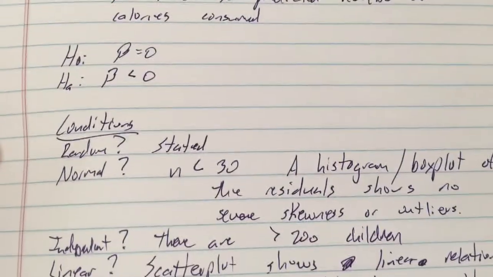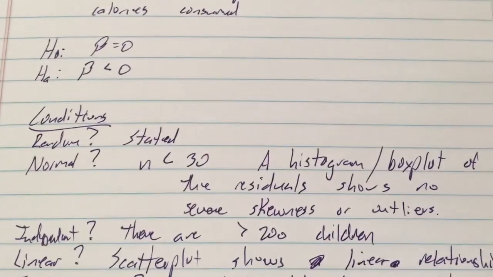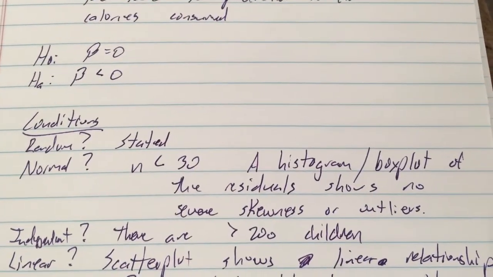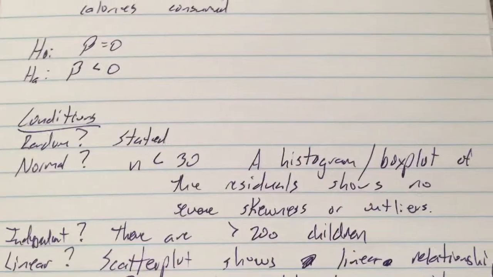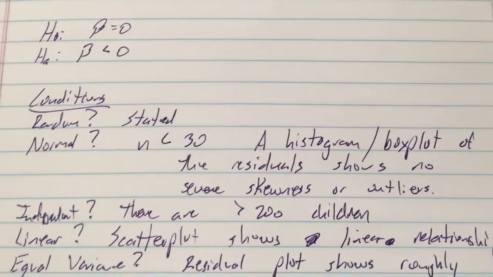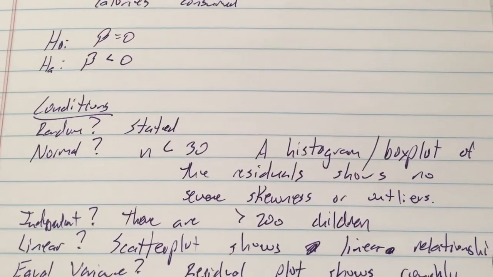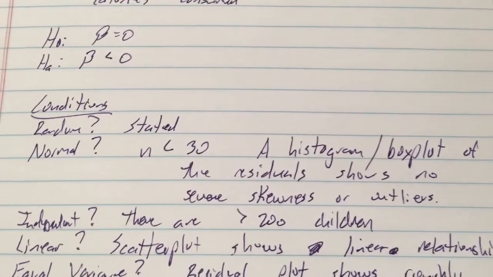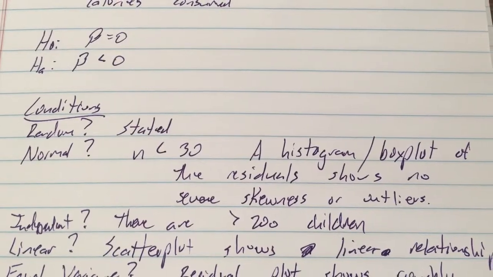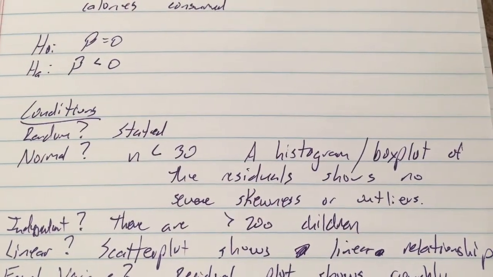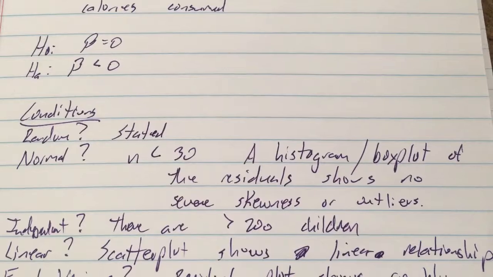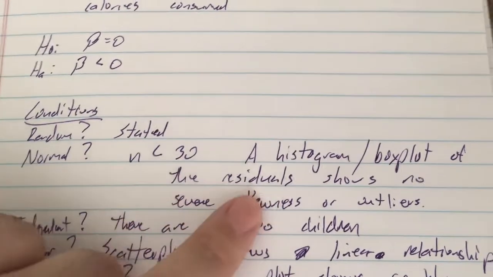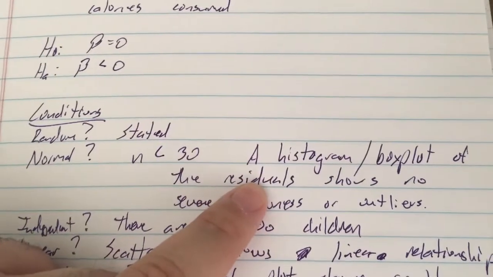Is it normal? Well, n was less than 30, so we know we have to plot the data. Now, here's the thing about the normality in these problems with the slope. They did not give you a histogram or a box plot of the residuals, but most of the time they will. As a matter of fact, I can't think of any time where they wouldn't give you that unless they just were going to say, assume conditions have been met. So I wanted to go ahead and tell you that that's what you're looking for.